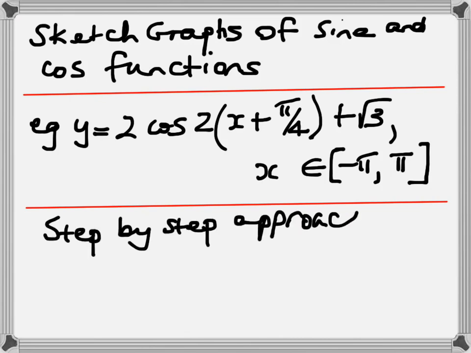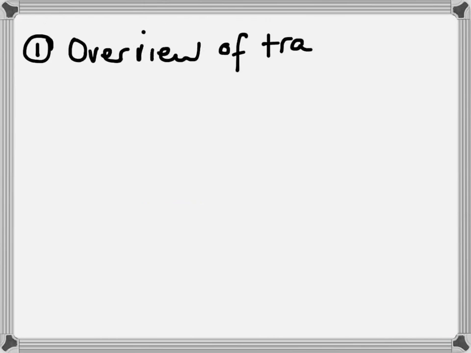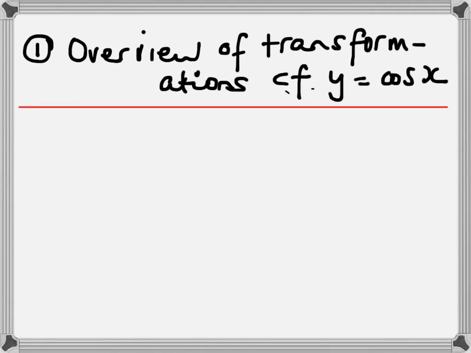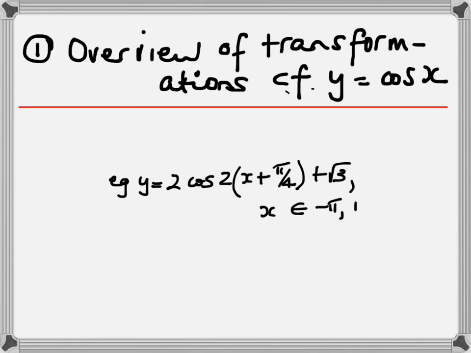Now, we do have to follow a step-by-step approach, and we have to be very systematic about it to get to the end result. These can take probably up to 20 minutes per question to get right and do them properly, so they are long. The very first thing we're going to do is have a look at an overview of what they've done to this graph from the original graph of y equals cos x. I'm writing it out for you, and we're just going to have a peek and see what they did to it.